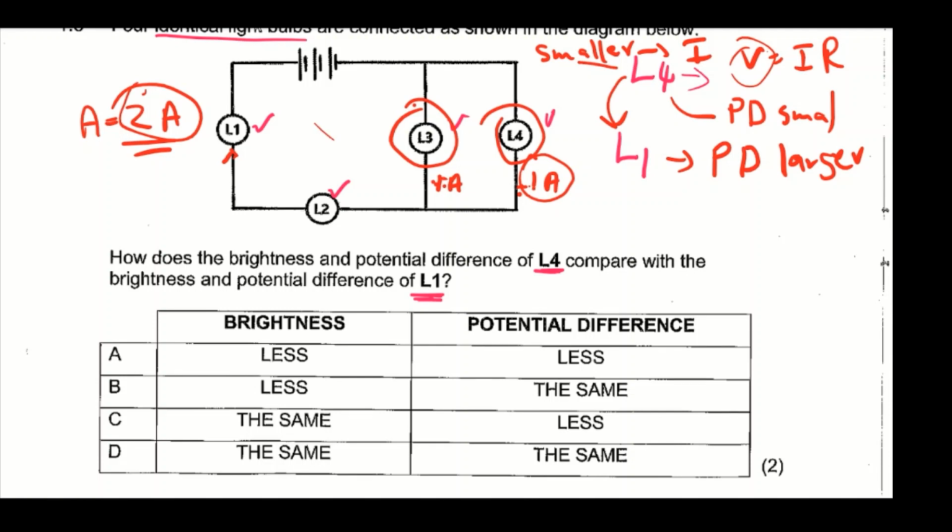So this just tells you that L4 will be less bright compared to L1. So we can take this answer here, less. And the potential difference of L4 will be less compared to L1, right? So we'll take this option here, as I indicated that the potential difference of L4 is going to be smaller due to the current, and the potential difference of L1 will be larger. So the right option here is A.